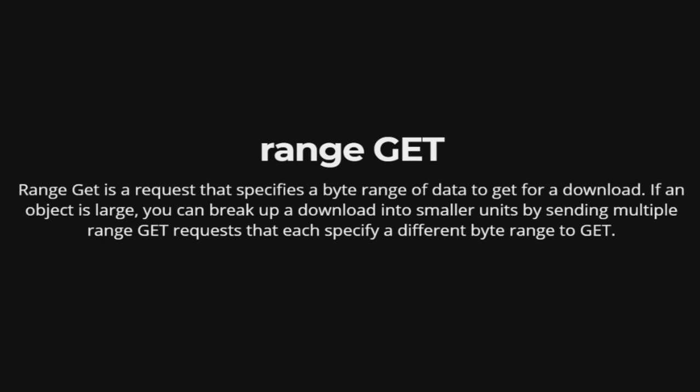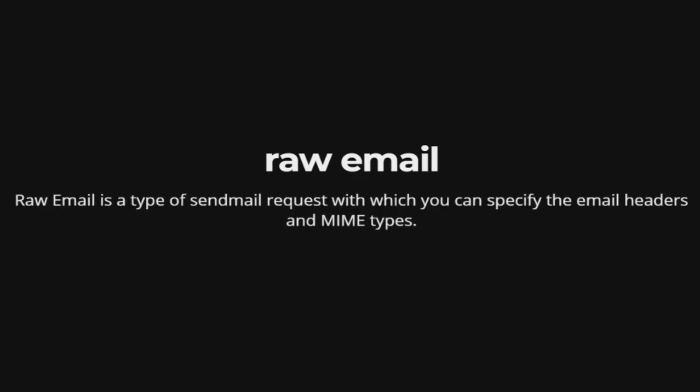Range get. Range get is a request that specifies a byte range of data to get for a download. If an object is large, you can break up a download into smaller units by sending multiple range get requests that each specify a different byte range to get. Raw email. Raw email is a type of send mail request with which you can specify the email headers and MIME types.